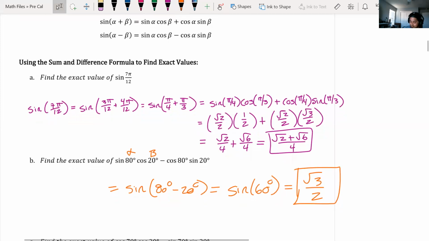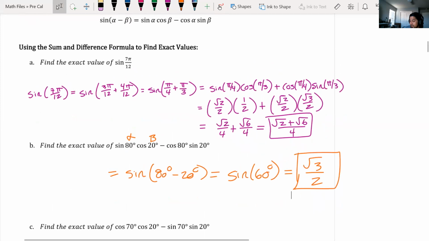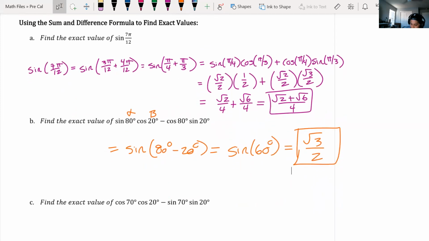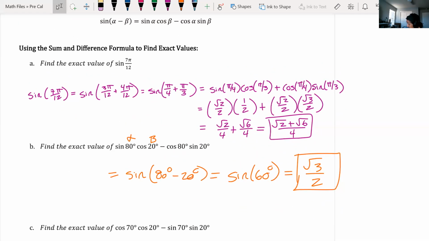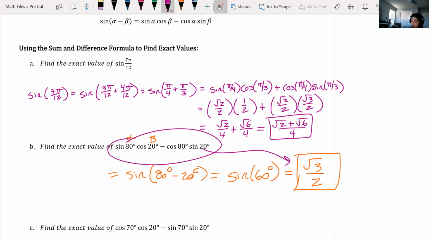So wait, you didn't have to do the second part of that? What second part? The minus cosine 80 sine 20? No, we technically can't, because do you see 80 degrees on your unit circle? No. So the only way to do that would be to use your calculator. But why do that when you can just reverse the formula and get the sine of 60? So what we're also saying is that if you did punch this in a calculator, you would get the same exact result.